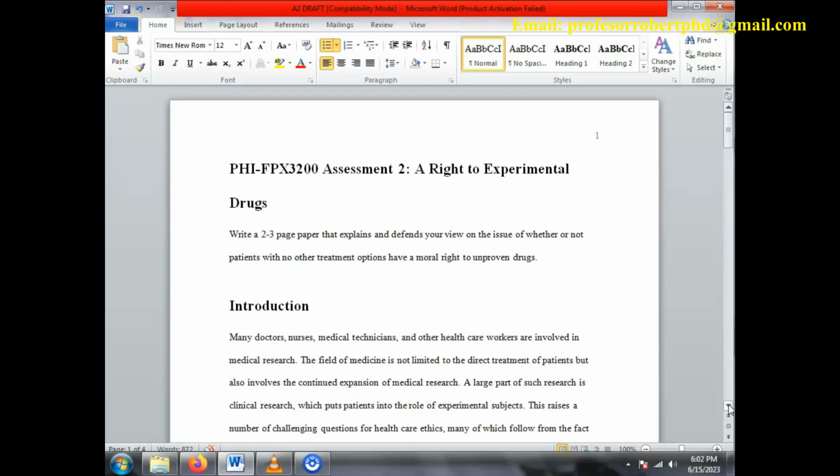PHI-FPX3200, Assessment 2. A Right to Experimental Drugs. Write a 2 to 3 page paper that explains and defends your view on the issue of whether or not patients with no other treatment options have a moral right to unproven drugs.